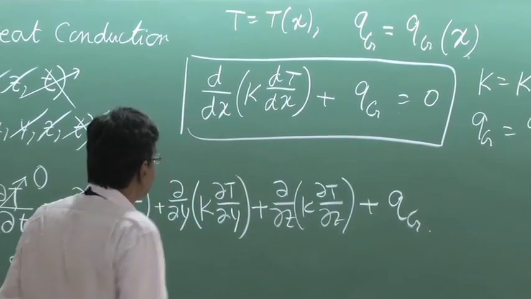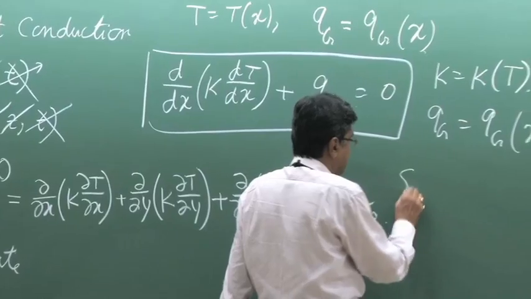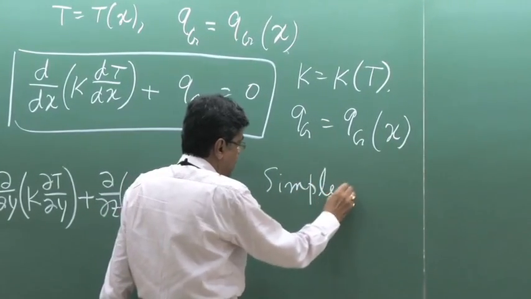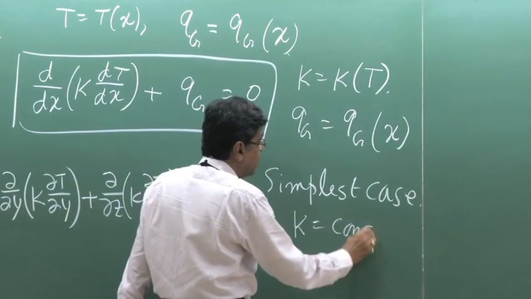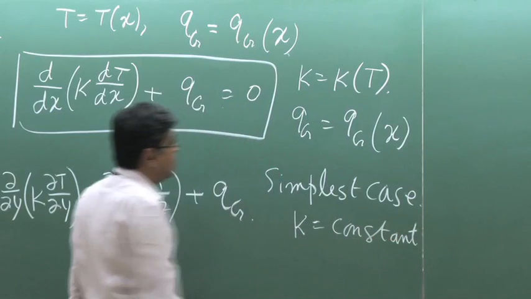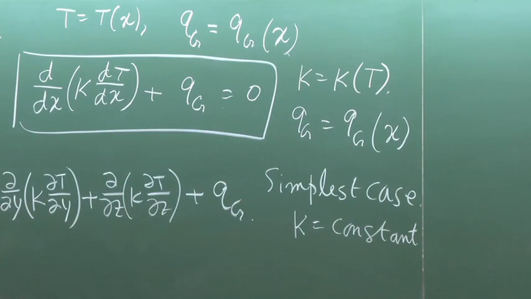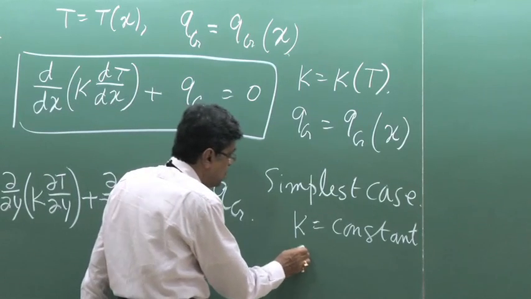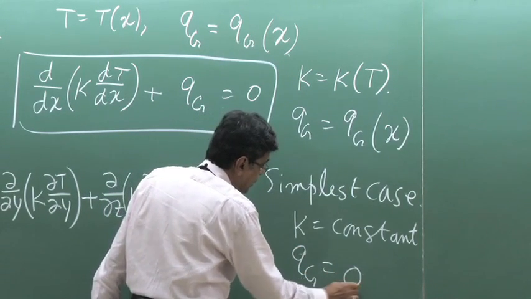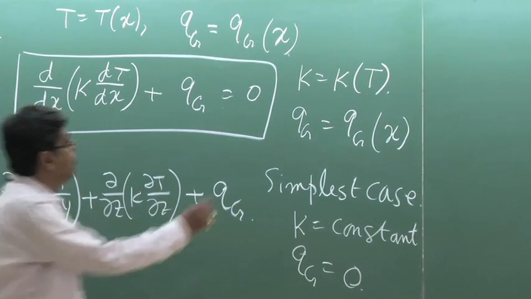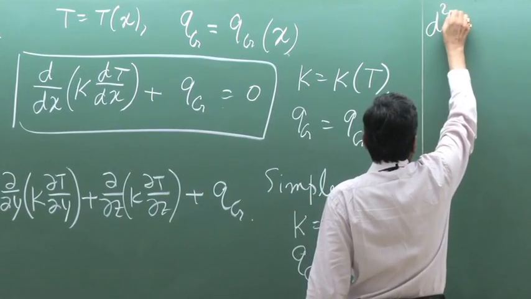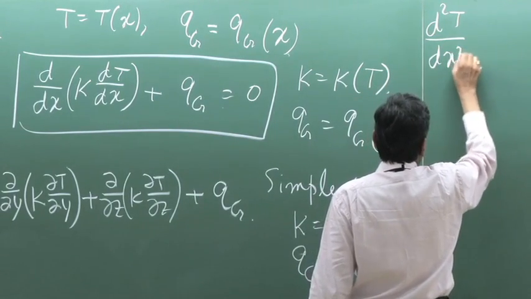Now, for a very simple case, the simplest case, when k is constant, that means k is not a function of temperature, thermal conductivity is constant in the direction of heat flow, and there is no generation of thermal energy, that means Qg is 0 at each and every point, then what happens? This becomes d square T dx square equals to 0.